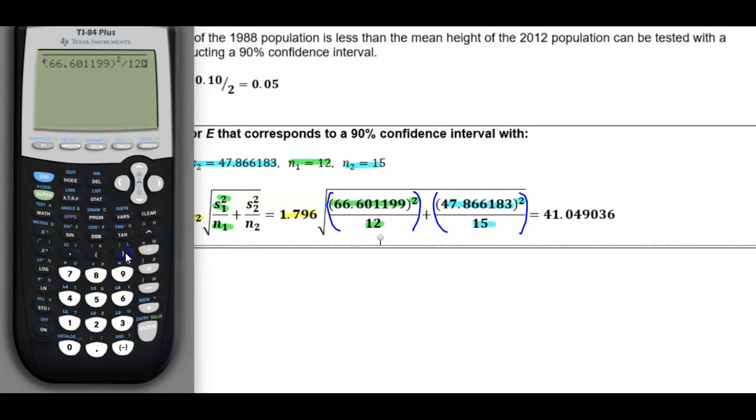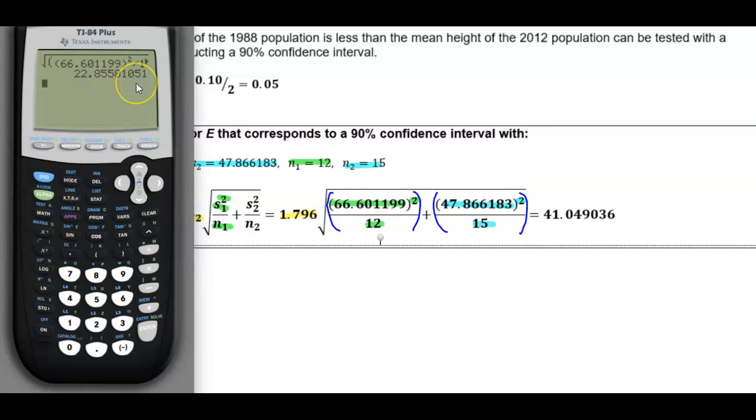Close the parenthesis. We're going to square that number, and then we're going to divide it by 12, and then we're going to close the parenthesis. Then we're going to put the plus sign. Then one parenthesis and add another one for the numerator, which is 47.866183, and then close the parenthesis, square that number, and then divide it by 15, and then we're going to close that parenthesis, shift to the right, and then press enter.